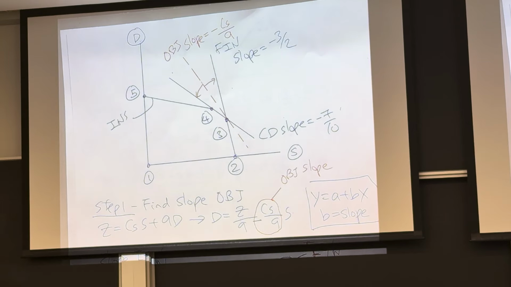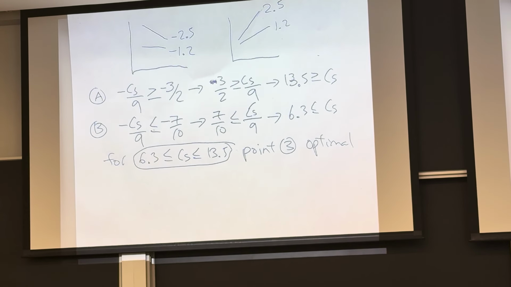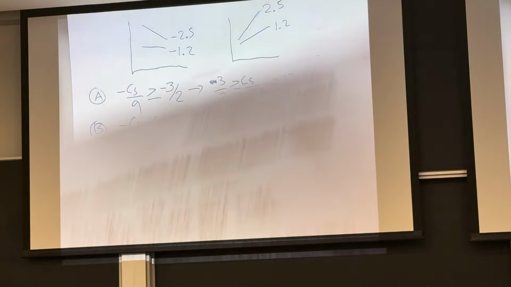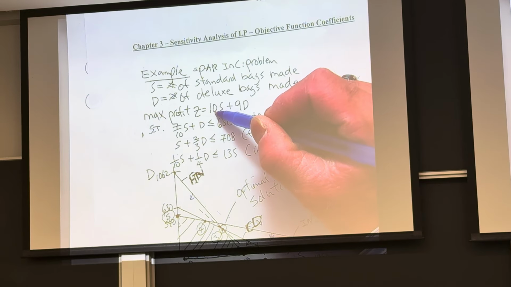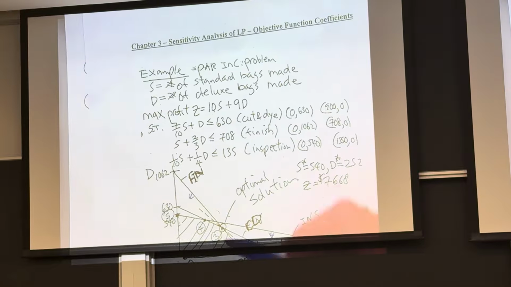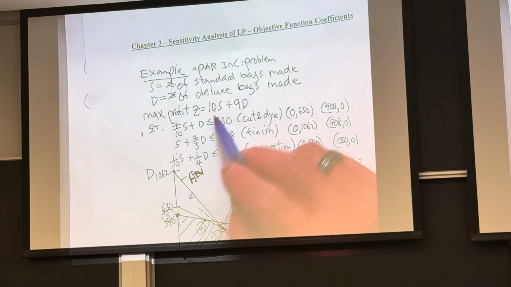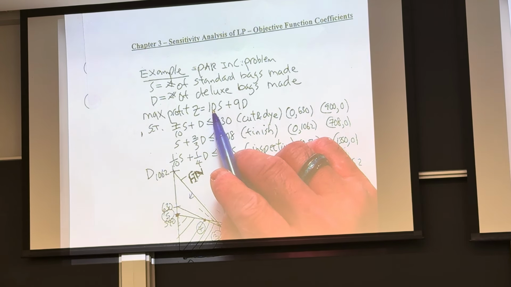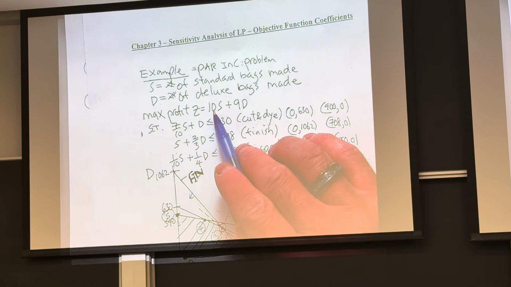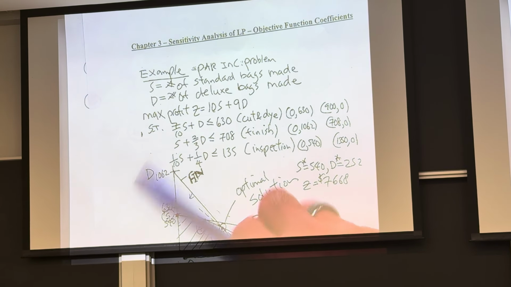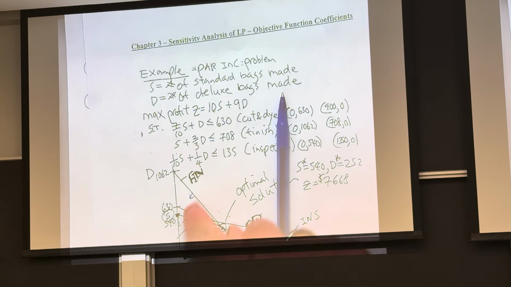So what does this range mean in terms of our original problem? It tells me that as long as this here is between 6.3 and 13.5, then point 3 here will be optimal. That's because between 6.3 and 13.5, this objective slope lies between these two constraints.